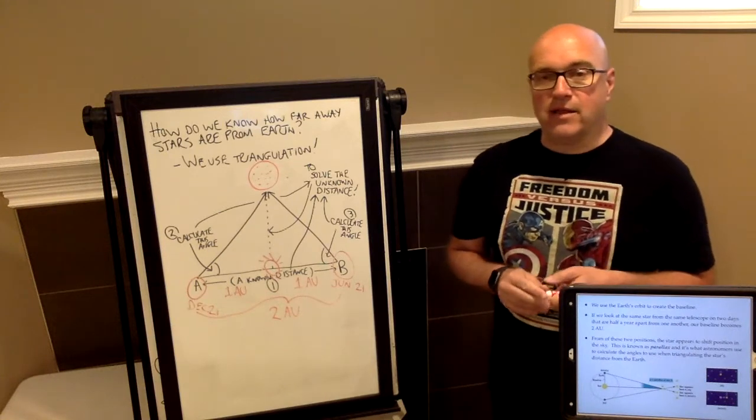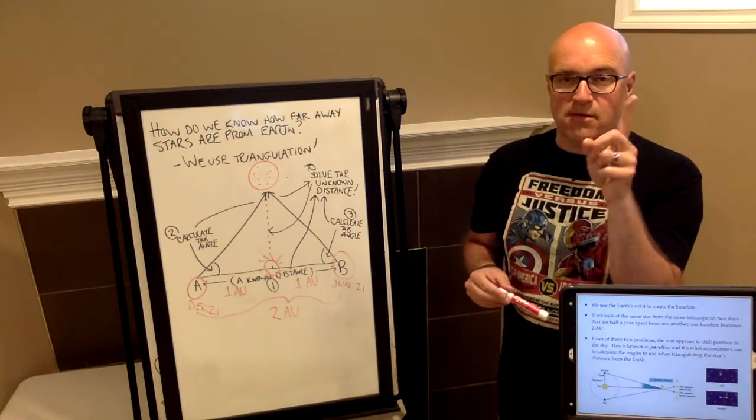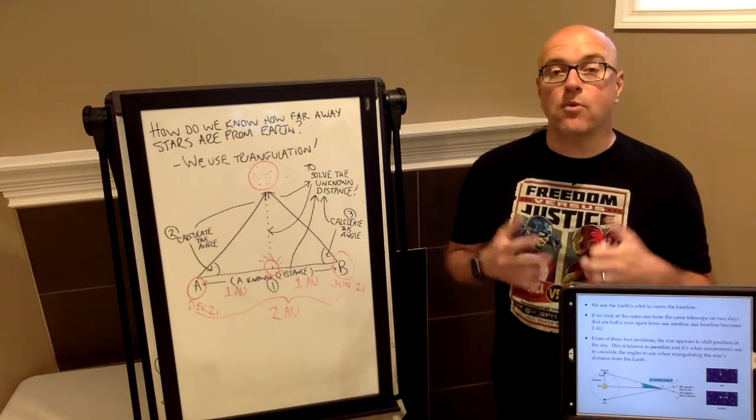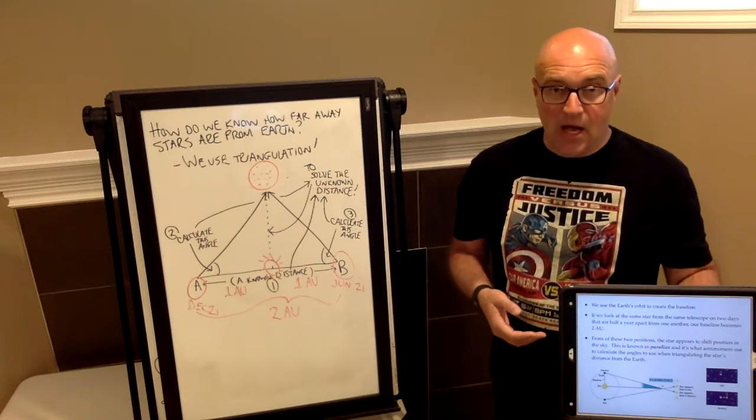But it's not like Betelgeuse is doing this every 6 months. It's not. We're the ones that are moving around the sun. So what we see is a relative position change of that object.